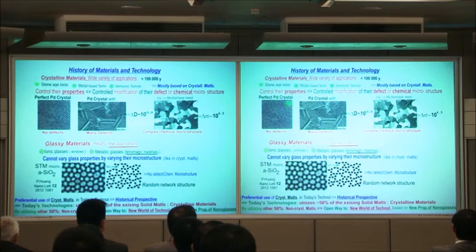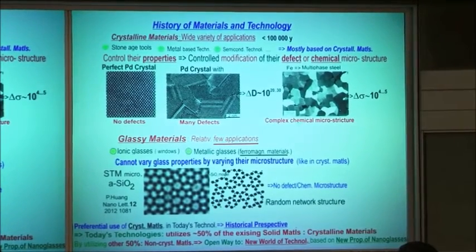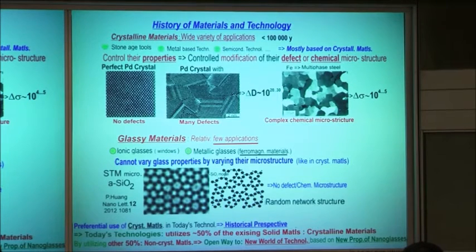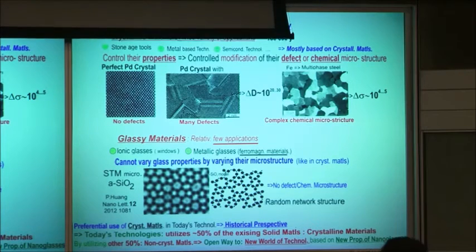One is a perfect single crystal of palladium, and here is one with many defects in it. And these many defects change the diffusivity by 20 to 30 orders of magnitude at ambient temperature in palladium. 20, 30 orders of magnitude, that's about the growth rate of a tree to the speed of light. Or here, when you go to more complex chemical structures, manipulating the chemical microstructure from pure iron to a complex steel, then you can change the strength by a factor of 4 to 5. This is what we can do in crystalline materials.